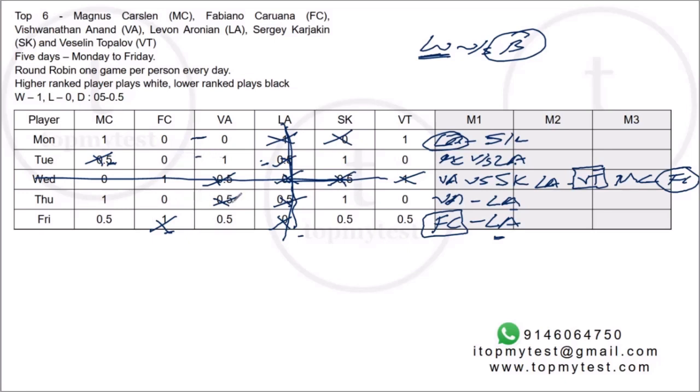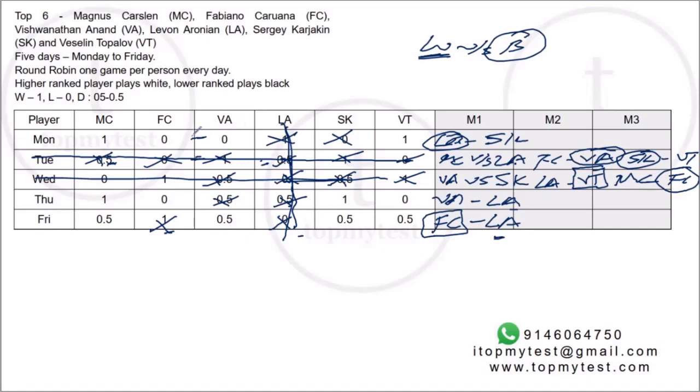On Thursday, VA is already paired with LA, so FC cannot play him there. Similarly, on Friday, FC has already been paired with LA, so he cannot play VA there. So, the only time VA and FC can play is on Tuesday. And on Tuesday, VA beats FC, and FC will play with white. So, FC, VA. VA will win the match. Which means that the third match on Tuesday will be SK versus VT. SK will beat VT. Right. So we have taken care of Tuesday as well.